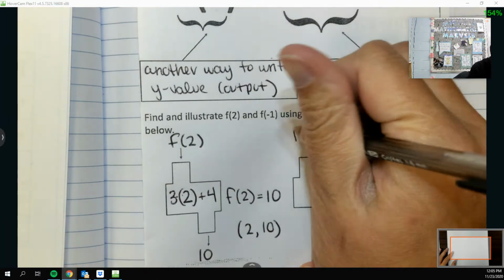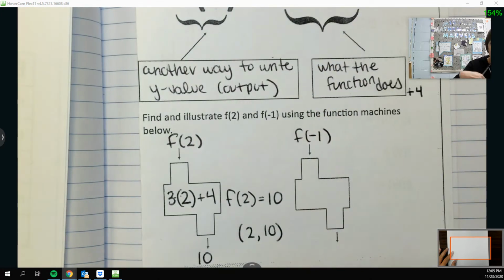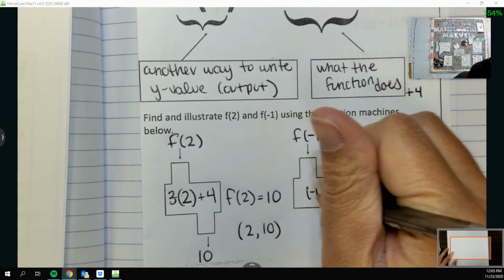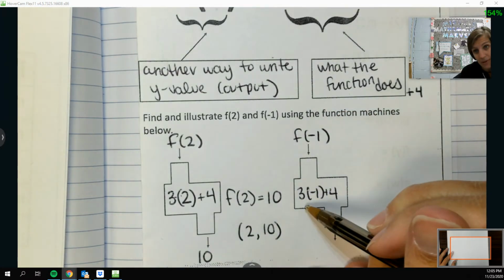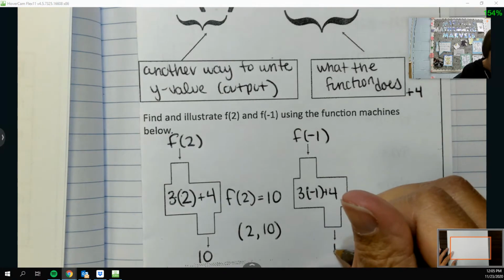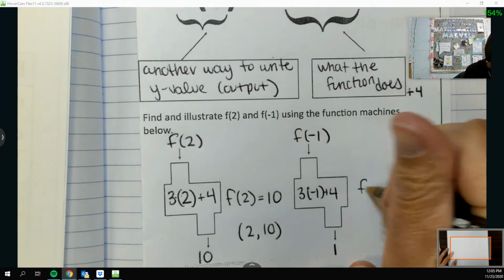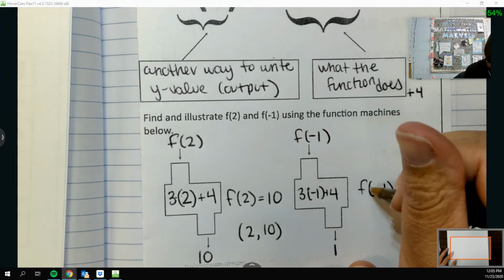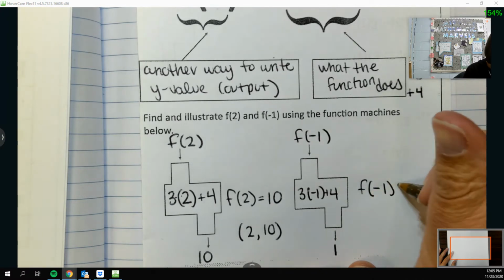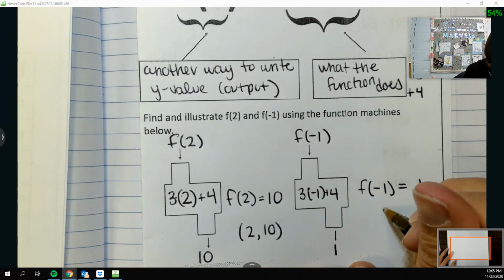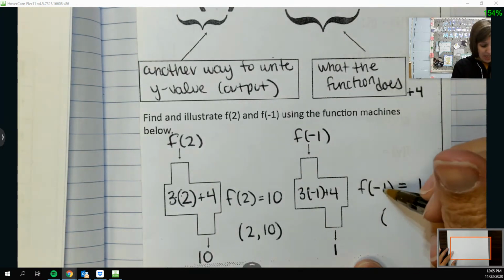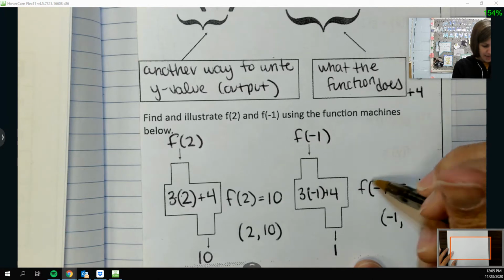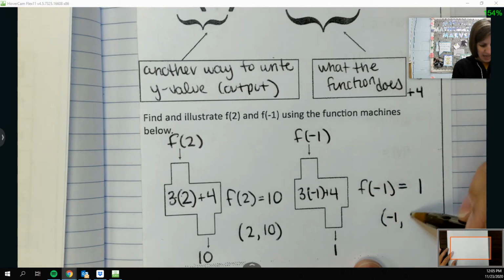Another example of that could be if we have -1 going into the function. This function here multiplies by 3, adds 4. And so if I multiply by 3 and then add 4, I get out 1. And again, if I were to write this out, I would see that when I put -1 into my f function, I got out 1. So if I wanted to write it as an ordered pair, I have that in place of x, I had -1, and then that -1 is assigned to this y value of 1.